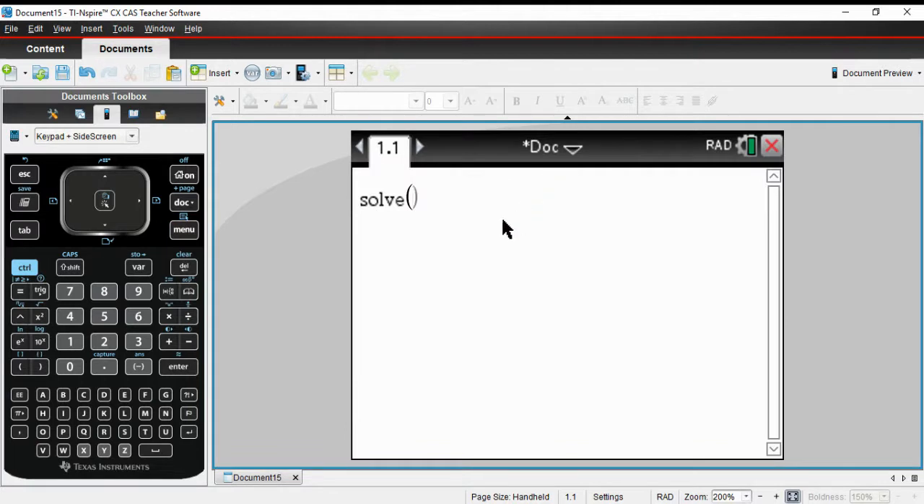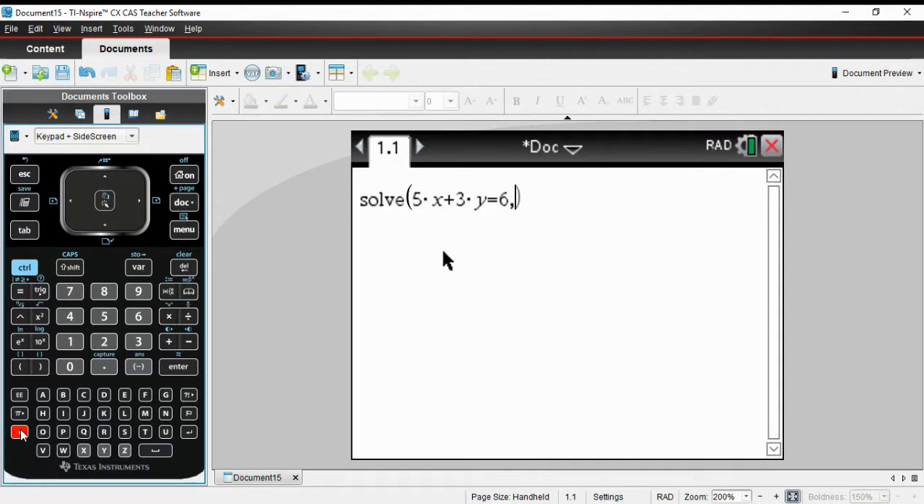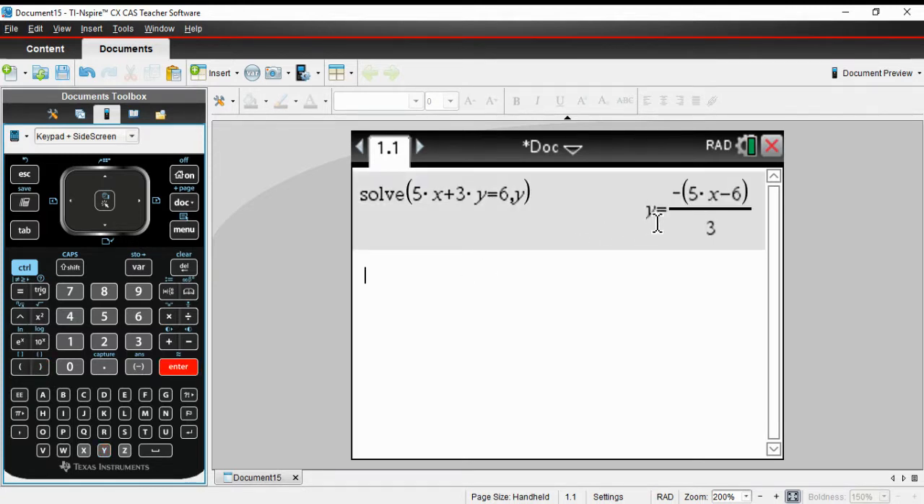Algebra, solve. And in here I'm going to type 5 times x plus 3 times y is equal to 6. This is my equation, 5x plus 3y equals 6. Now I want to find it in terms of y. So I want to rearrange this and make y, this guy here, the subject. I don't want it as 3y, I want it as y. So I type in comma y and I close the bracket and hit enter. Now the y is by itself on one side and the rest of it is on the other side.